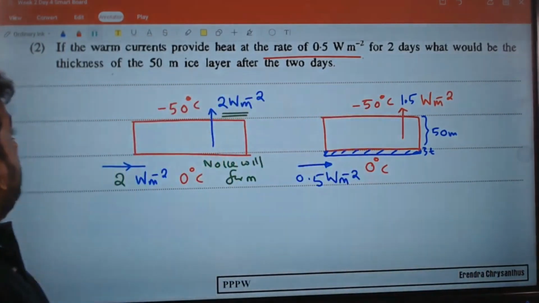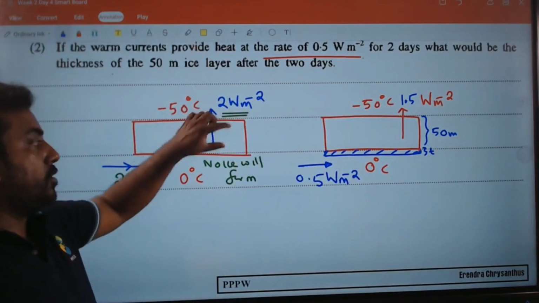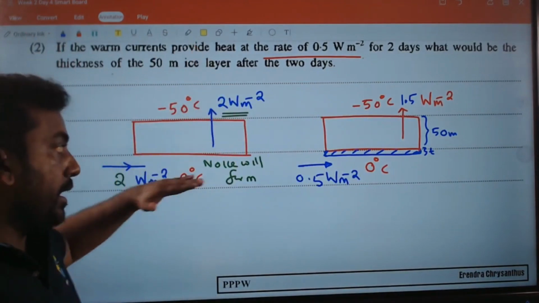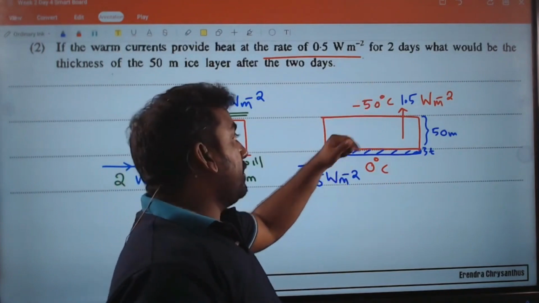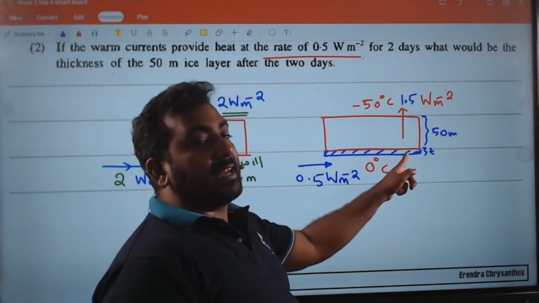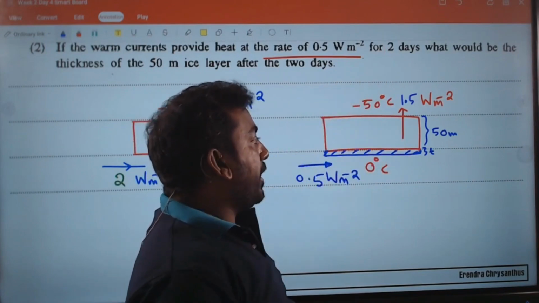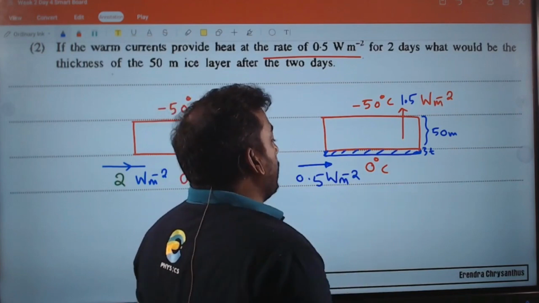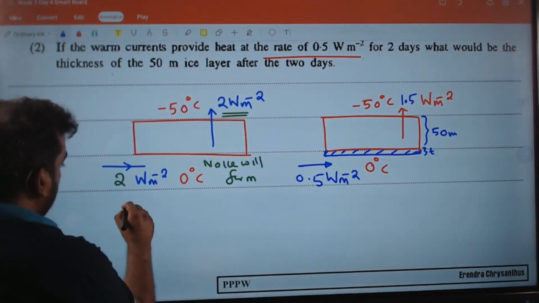Again I explain. 2 watt comes, 2 watt per meter goes. No ice is formed. 0.5 comes, but because of this difference, 2 watt should go. So 0.5 means the remaining is 1.5. The remaining here is 1.5, which forms the thickness of the ice layer there. Right. So here, carefully look.